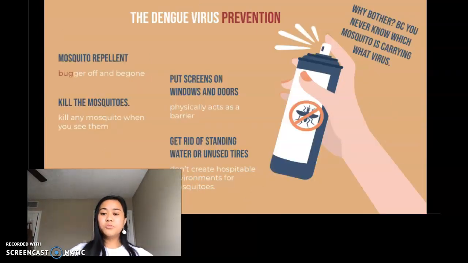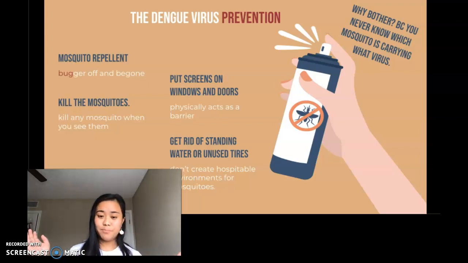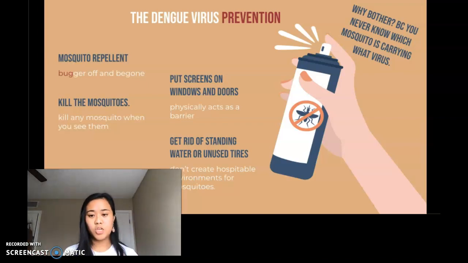So in conclusion, what do we do? How do we prevent it? If you're going out to tropical regions in the Caribbean, in the Southeast Asia islands, how do you protect yourself from receiving or not receiving dengue virus? Well, first off, mosquito repellent, bugger off and be gone. Kill the mosquitoes whenever you see mosquitoes, just kill them, smash them, squash them.